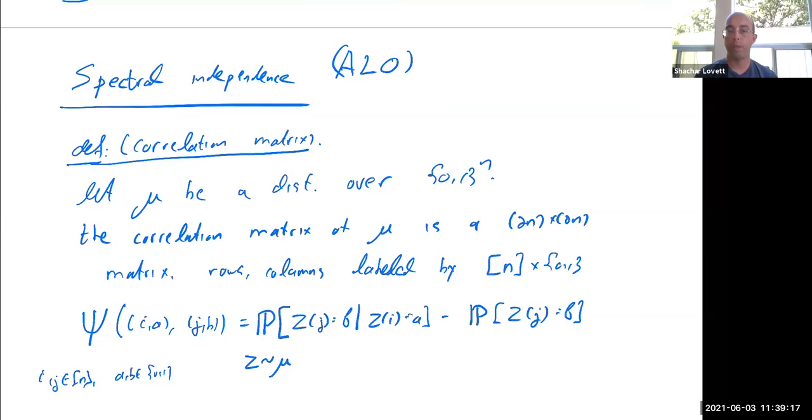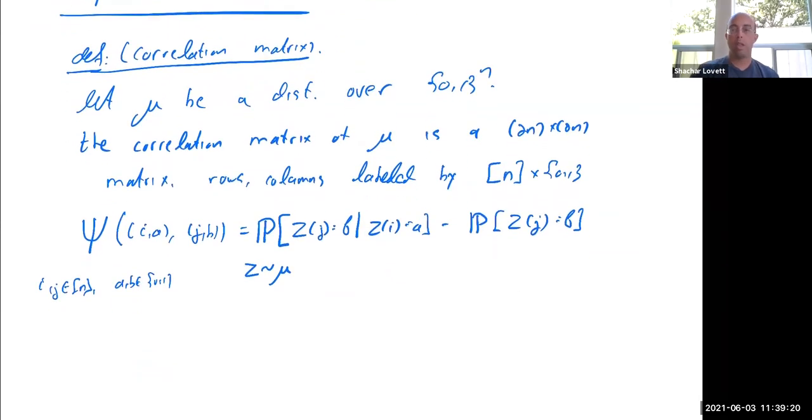So this is it. We're saying, what's the correlation between element I getting the color A and element J getting the color B? We just sample Z from my distribution mu and compare the probability that Zj is B, conditioned on Zi is A, to the unconditional probability, again under mu, that Zj is B. For example, if mu is a product distribution, this is going to be 0, because the probability that Zj is B conditioned on Zi is A equals the probability that Zj is B.